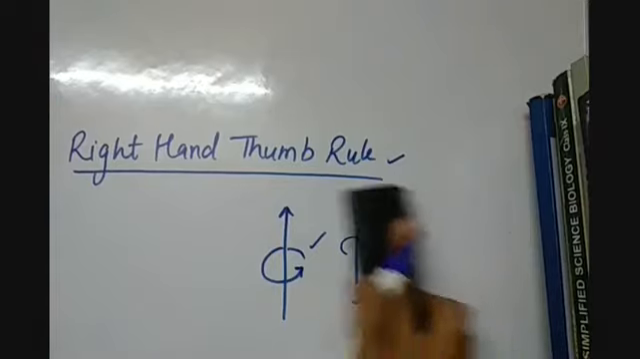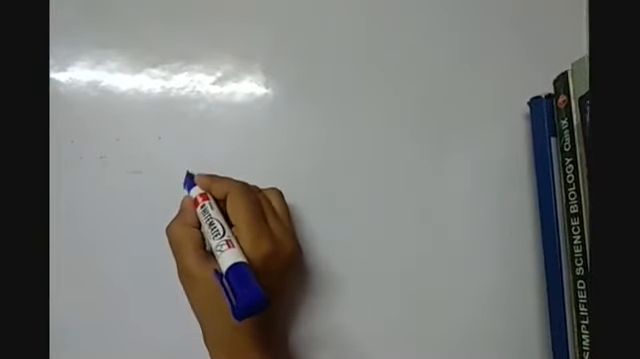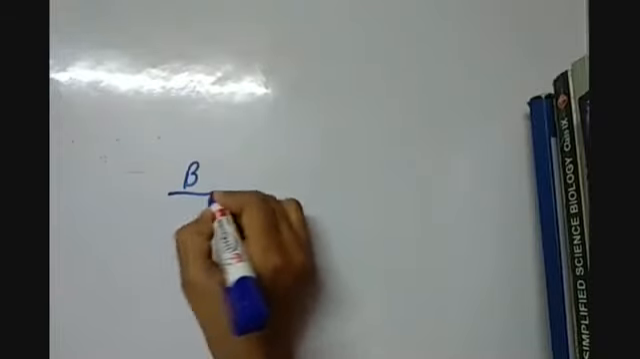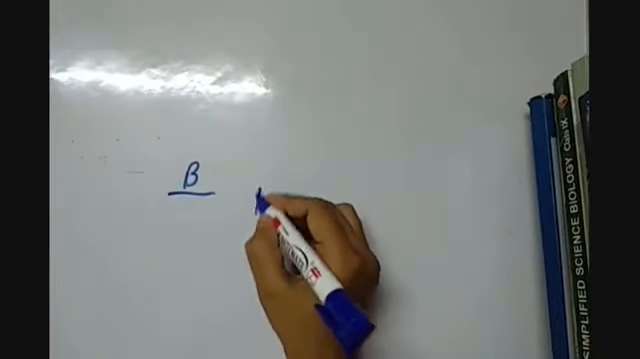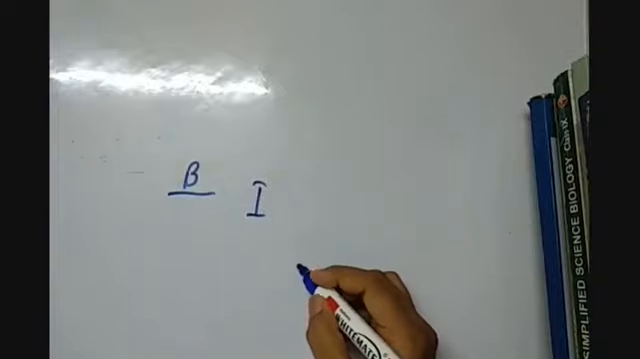Now let us see what are the factors which affect the magnetic field strength. The magnetic field strength is given by the letter B, and the first factor that affects the magnetic field is current.